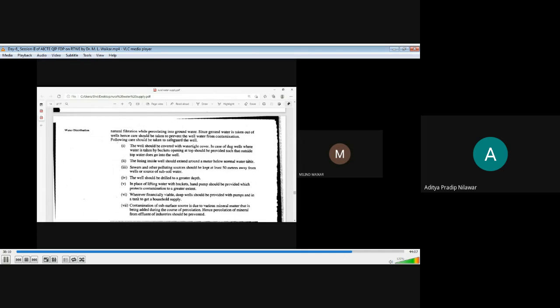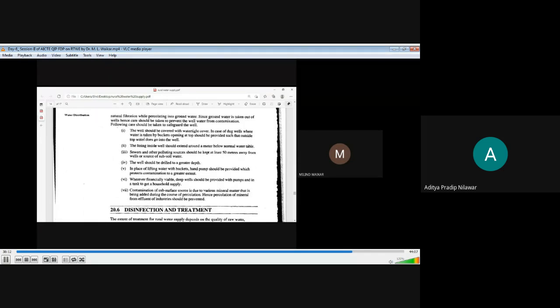The following care should be taken to safeguard the well. These are general things. The well should be covered with a watertight cover if possible. In case of dug wells, where water is taken by buckets, the opening at the top should be provided such that outside top water does not go into the well. And lining should be provided. We should avoid sewers and other polluting sources around the well. These can be taken care of. We can use some simple disinfection treatment options.